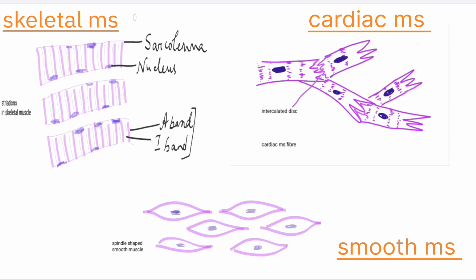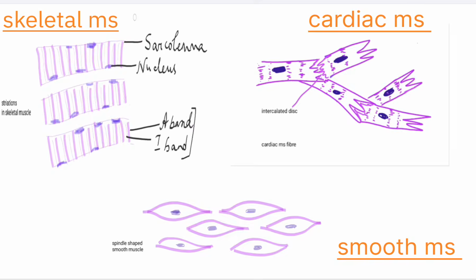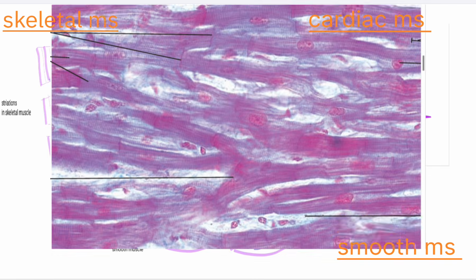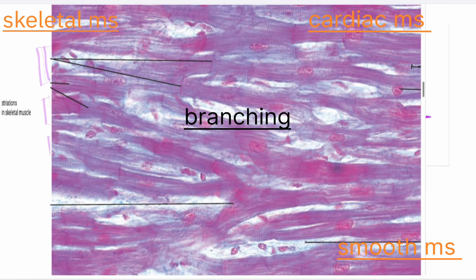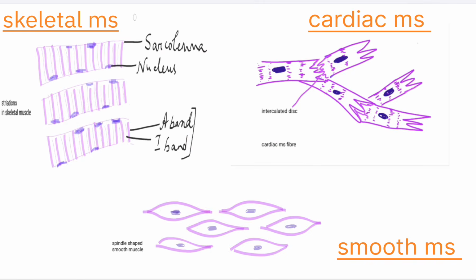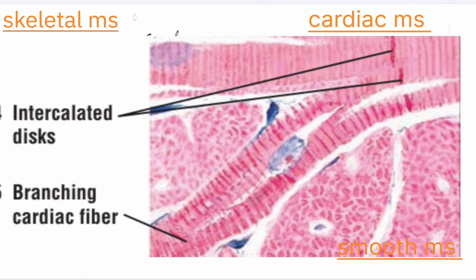While differentiating the muscle types, you have to look for three things. Firstly, whether striations are present or not. Secondly, whether branching is present or not. And finally, look carefully if you can find intercalated discs.